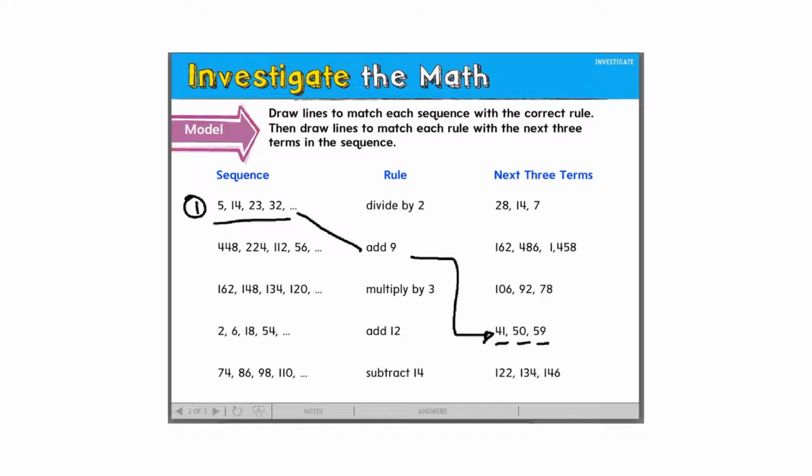Okay, what about this one? 448, 224, 112, 56. What do you think it is? Divide by 2. Guys, do you see that? Divide by 2. So this number in half is that number, because if I half a 4, you get 2. Half a 4, you get 2. Half an 8, you get 4. So that's how I get 224. Sometimes it's going to take some guess and check, right? Sometimes it's going to take looking at it and going, I don't know, what am I doing here? And remember, it has to work with every term in the sequence. So this one would be divide by 2.